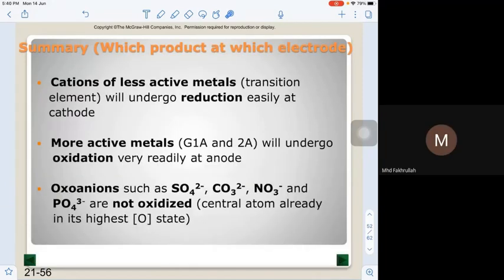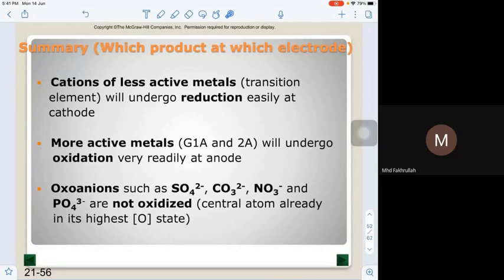If you find oxoanions, let's say you get a question with sodium sulfate, for example, or silver nitrate, it consists of oxoanions, which are sulfate, carbonate, nitrate, and phosphate. You need to remember at least these four: sulfate, carbonate, nitrate, and phosphate. They will not be oxidized. They will not be able to be further oxidized because they are already at their highest oxidation states.